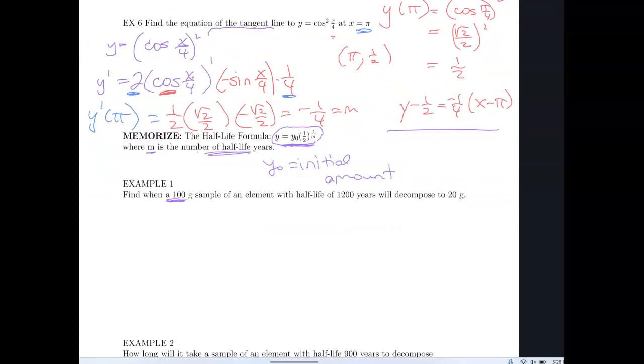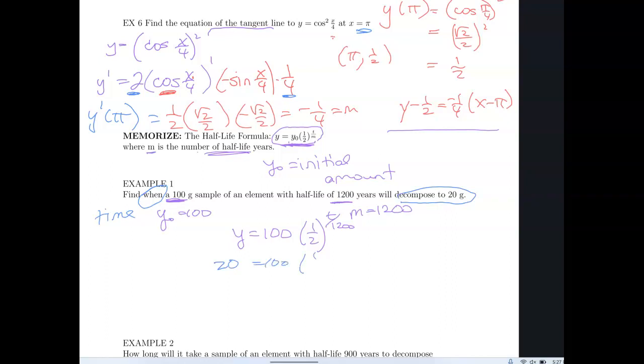So they say there's a 100-gram sample that we start with. Okay, so that's our y sub 0. And it has a half-life of 1,200 years. Okay, so that means m is 1,200. So I can put together my equation here. So I have y equals 100 times 1/2 to the t over 1,200. So now I'm ready to go and see what they're asking me for. So they want to find when, so a time, when it'll decompose to 20 grams. So that means I want to set this equal to 20 and solve for t.